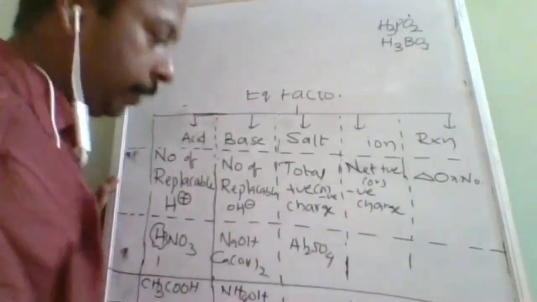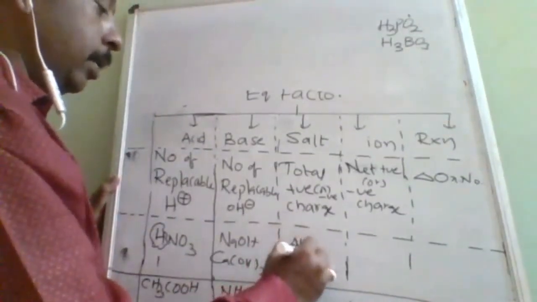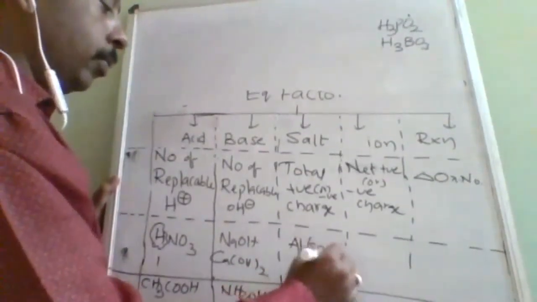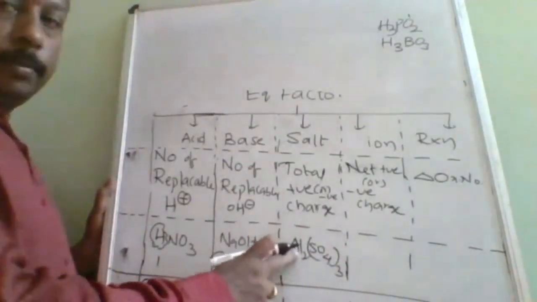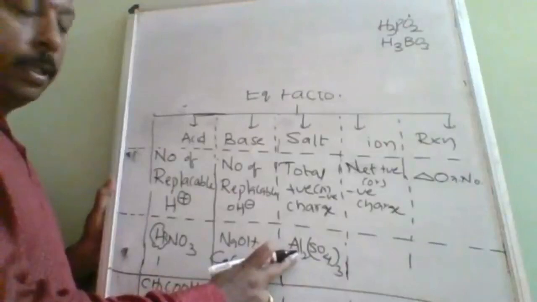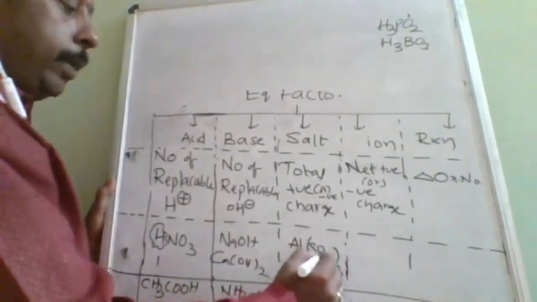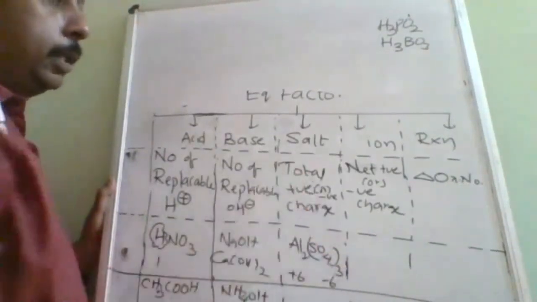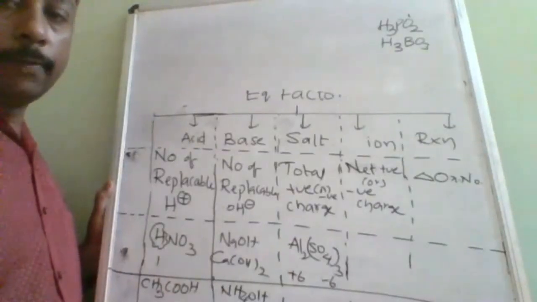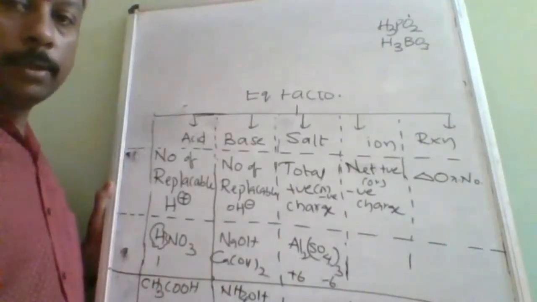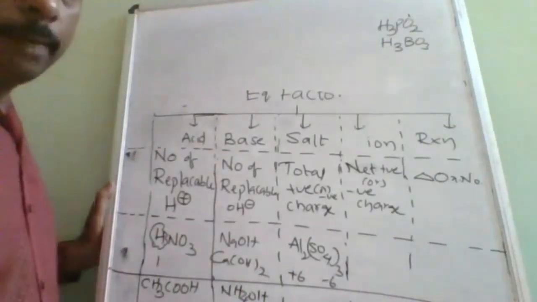For example, I am giving a typical example: Al2(SO4) whole thrice. Here total aluminium charge is how much? Plus 3 into 2, plus 6 is total positive charge. And minus 2 into 3, minus 6. So that's why I told you, wherever you are comfortable, calculate total positive charge or negative charge. If you don't know the sulfate charge, you try to calculate with aluminium.